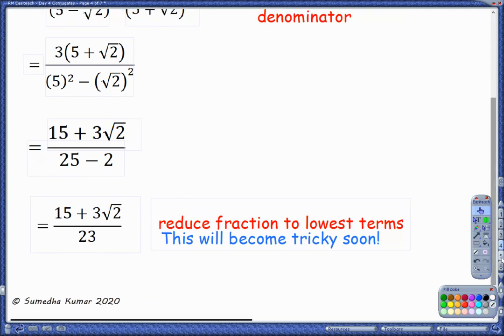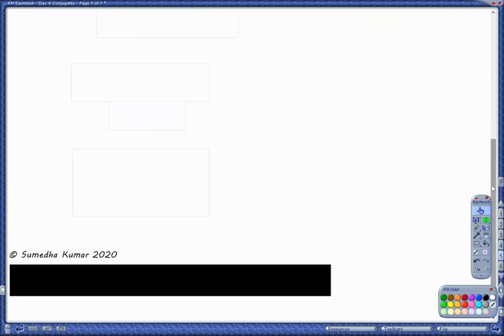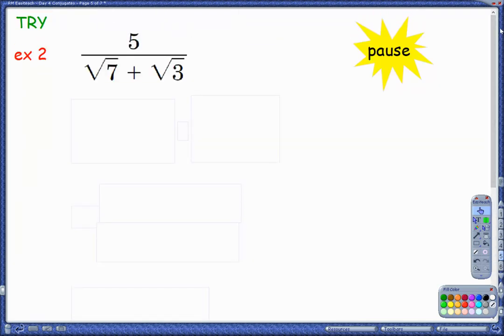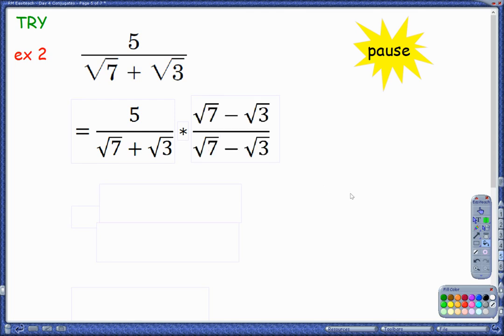Okay, so let's try another one. Here is your next question. You may want to try this one. It's relatively easy, so pause the video and give it a try. Okay, here I am going to reveal it. So we have the same fraction. You're going to rewrite your fraction and multiply it by the conjugate over the conjugate. So in this case, the conjugate is going to be minus and minus.